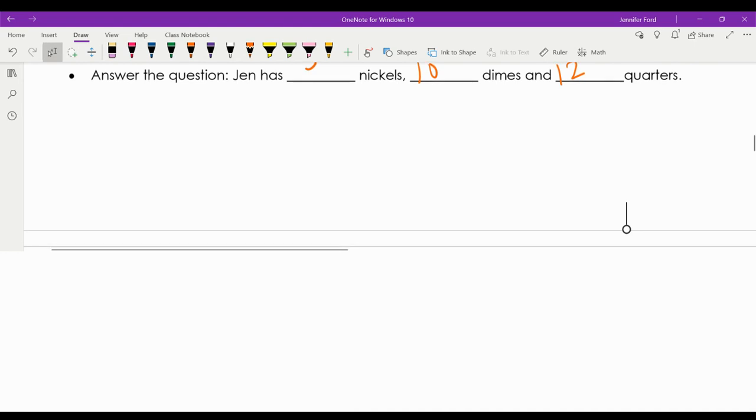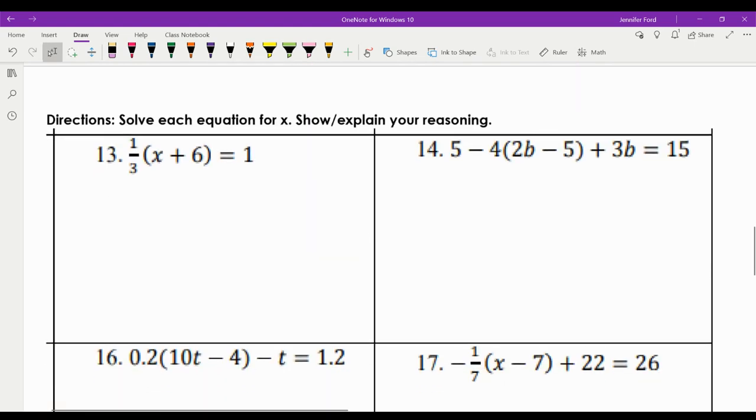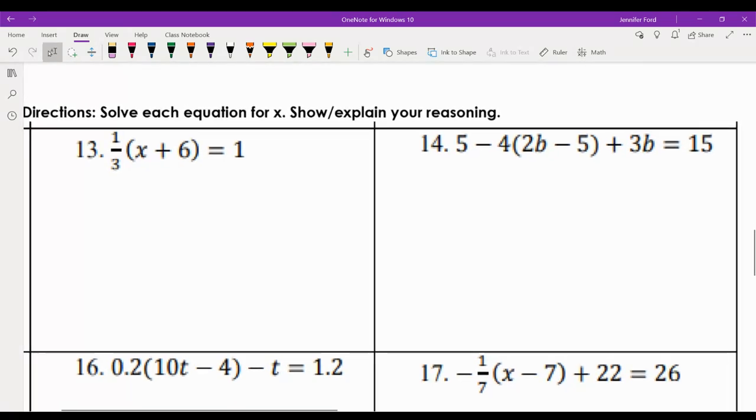All right, for these ones, go ahead and solve the equation. Type in what you got, and then I'll show you how to do it. So what did you get for equation number 13? All right, I'm going to multiply. 1/3 of a number is 1, so I'm going to multiply both sides by the reciprocal, 3 over 1.